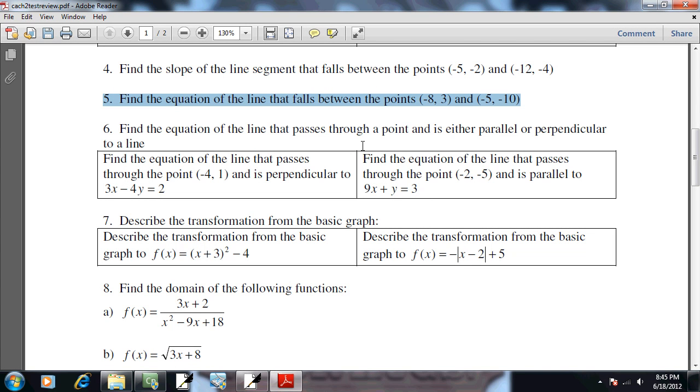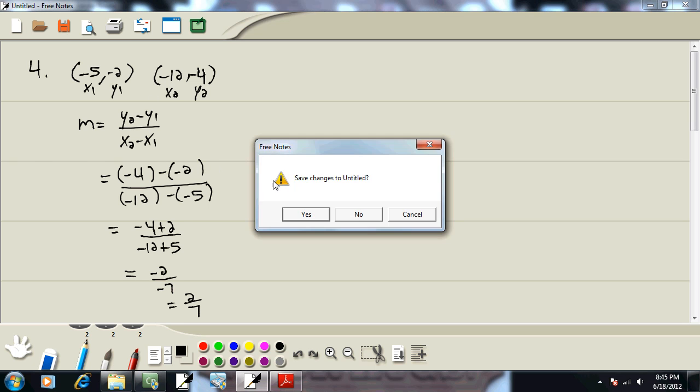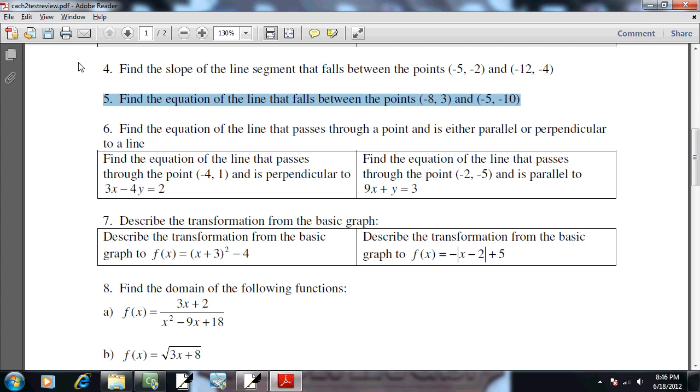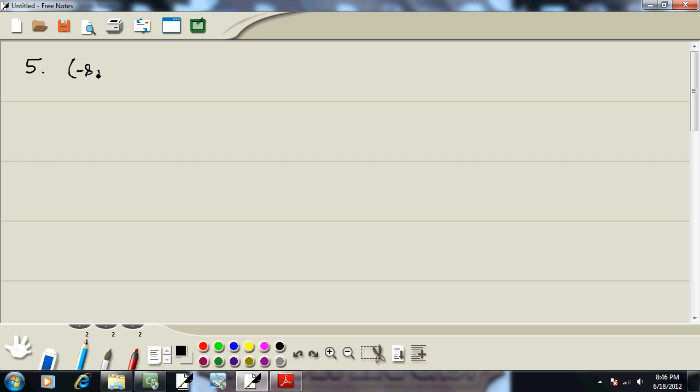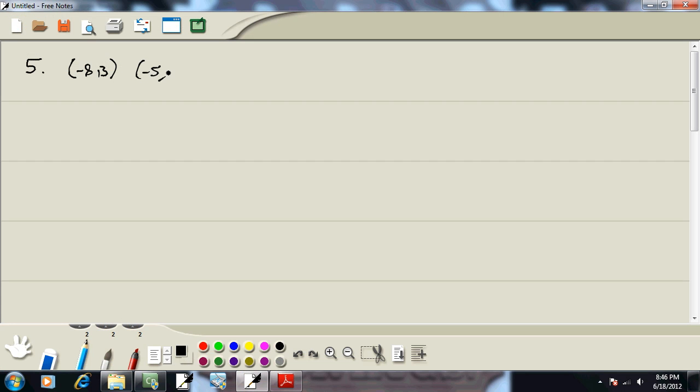Let's take a look at problem number 5. Find the equation of the line that falls between the points -8, 3 and -5, -10. Let's see, -8, 3, and -5, -10.